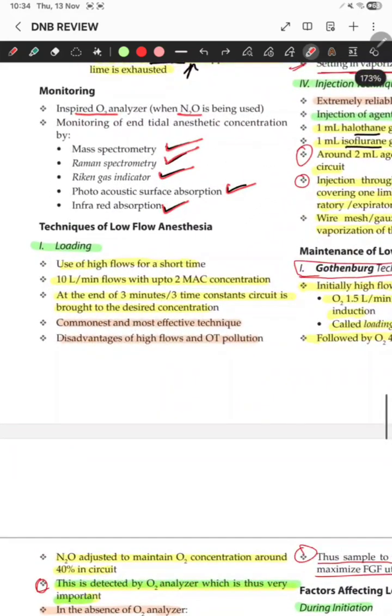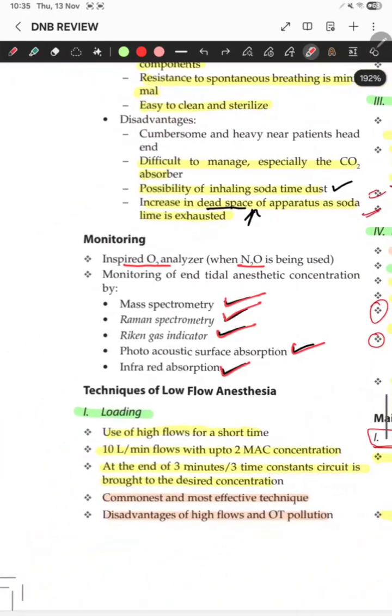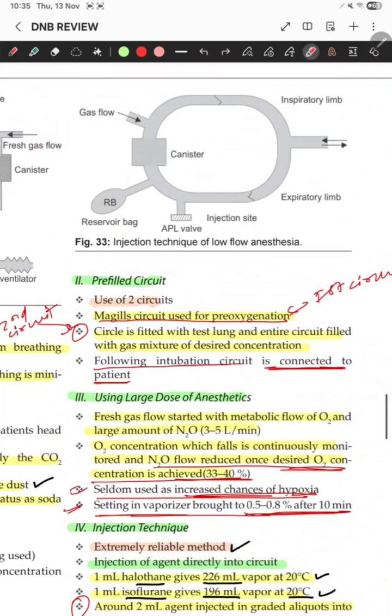Loading. In loading, we use high flows for a short time. 10 liters per minute flow with up to 2 MAC concentration. At the end of 3 minutes or 3 time constants, the circuit is brought to the desired concentration. It is the commonest and most effective technique, and the disadvantages are those of high flows and OT pollution. Loading is done.